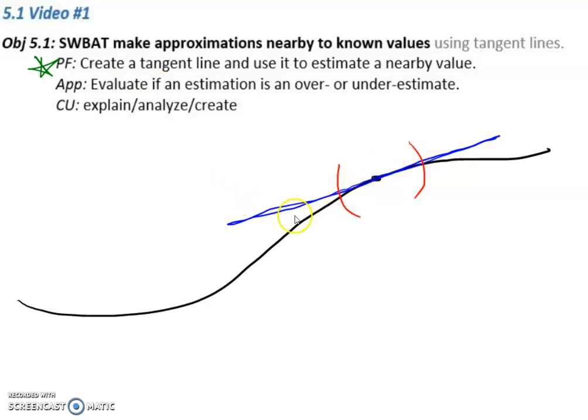As you get farther away, like here, probably not as good, and here not as good, or at least not reliable. Most of the time this isn't super helpful because if you know the function, then why would you need to do this at all? But there are situations in which you might know the slope but not the function itself. So even though we're going to be using functions, it's for those situations that we're learning this.